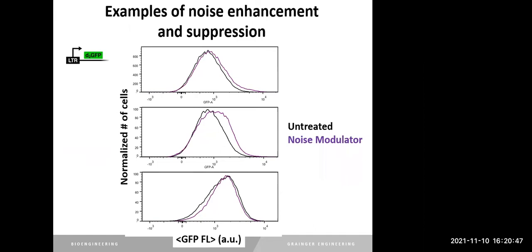So here are some examples of noise enhancement. The purple lines are the noise modulators. The x-axis here is the mean green fluorescent protein for a normalized population of cells. The top two would be noise enhancers, and the bottom one would be an example of a noise suppressor. And this is a log axis, so these are real effects.